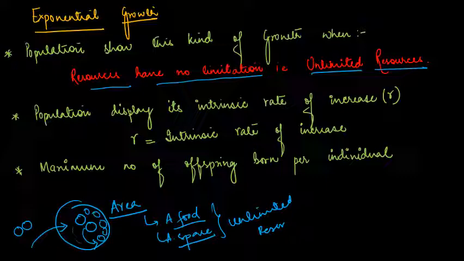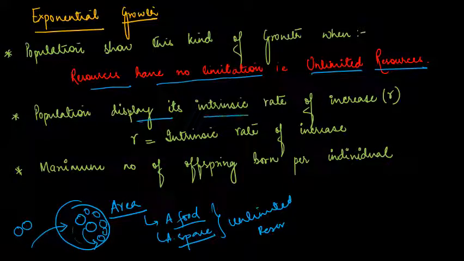But once they start reproducing, they are adding individuals to that particular area. What will happen? Once the number of individuals increases, there will be competition among them for the food and for the space. As a result, the resources will be limited to them. So in this case, we can see that exponential growth will be stopped here, right? So exponential growth takes place when there are unlimited resources. Make sure, when there are unlimited resources.